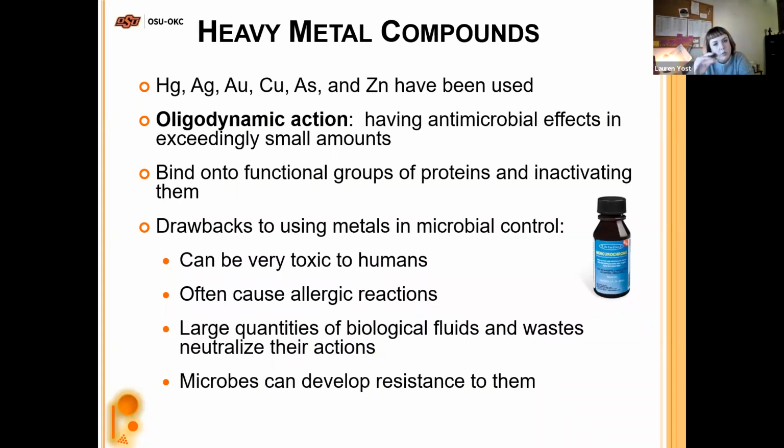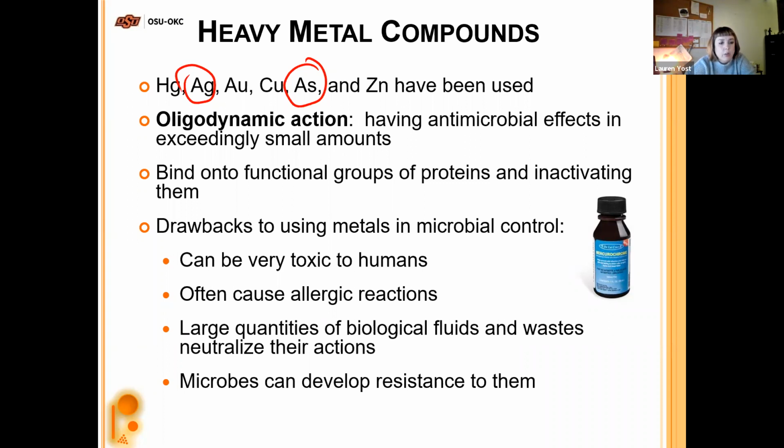Heavy metal compounds, moving on, we have mercury, silver, gold, copper, arsenic, and then zinc, I think it is. Anyways, oligodynamic action, meaning they have antimicrobial effects in exceedingly small amounts. You don't need very much of them in order to work. We know a little bit about silver. It's become pretty popular to have silver incorporated into things so we can make it antimicrobial.